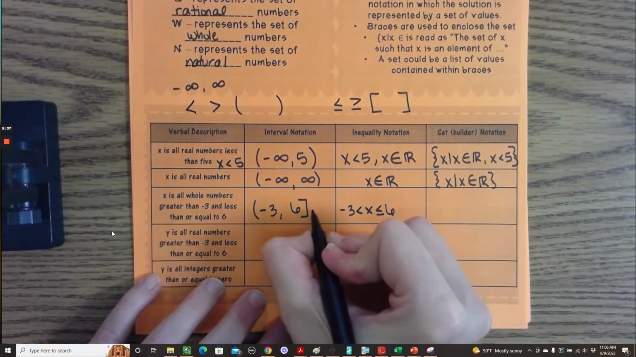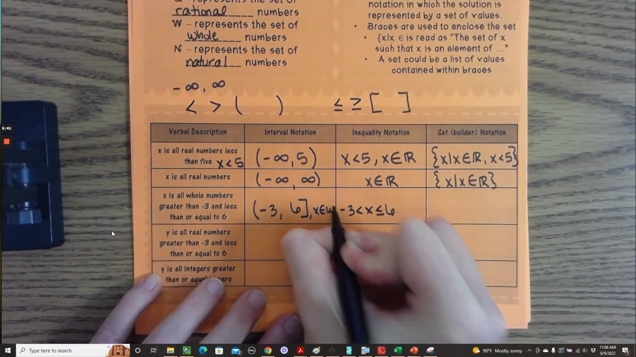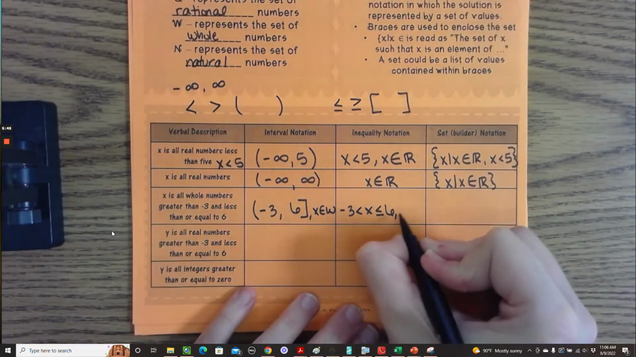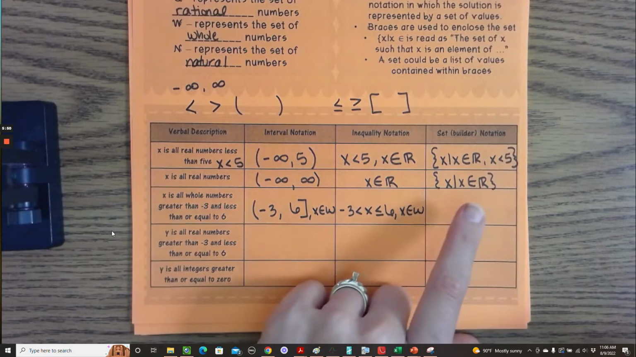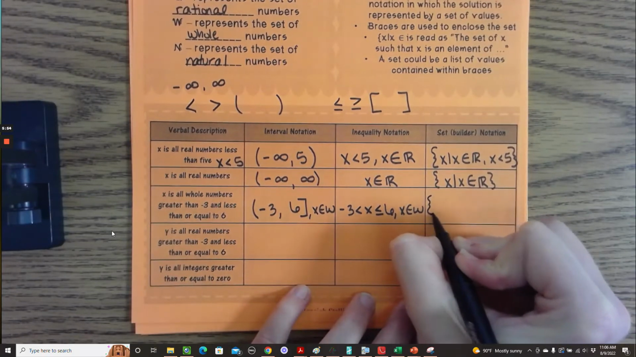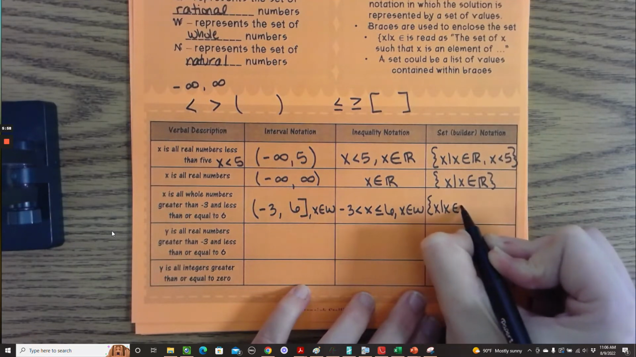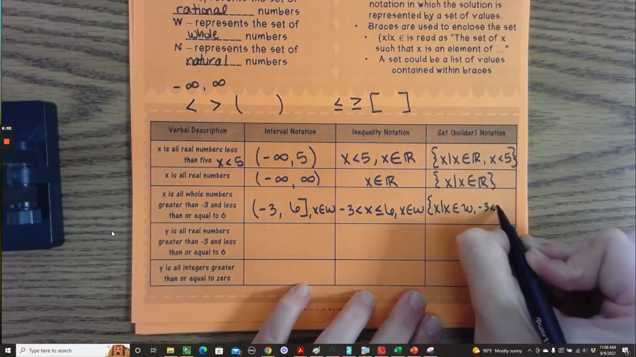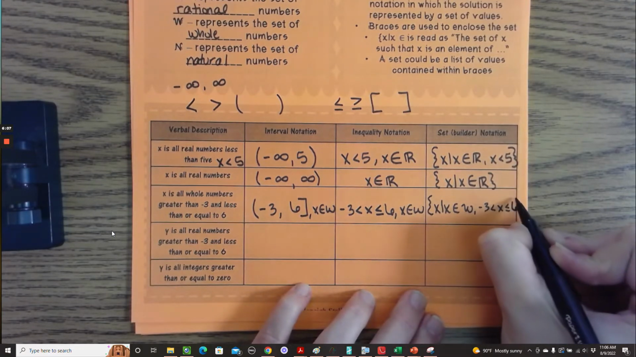And then we can say that x is an element of the whole numbers, again being a little bit more specific. Same thing here, we can say x is an element of whole numbers. And then finally in this one, let's see if I can get it to fit. x is an element of whole numbers, -3 is less than x, and x is less than or equal to 6.